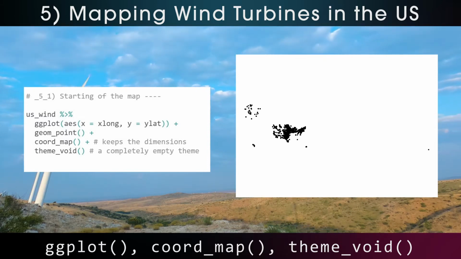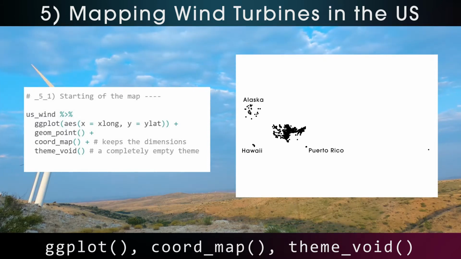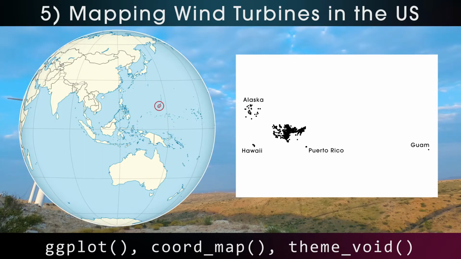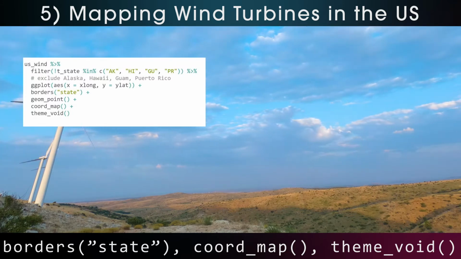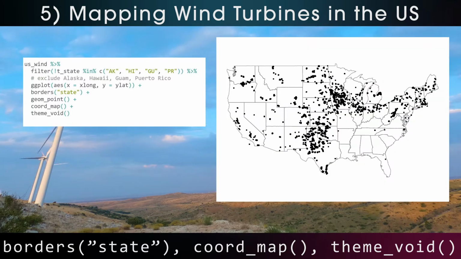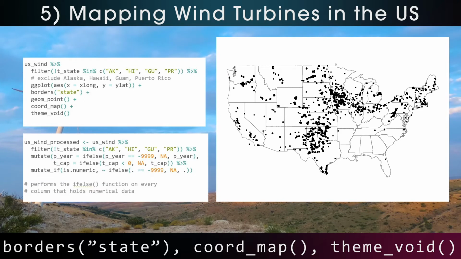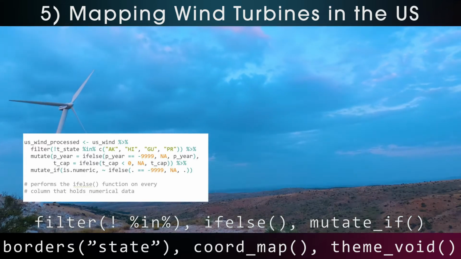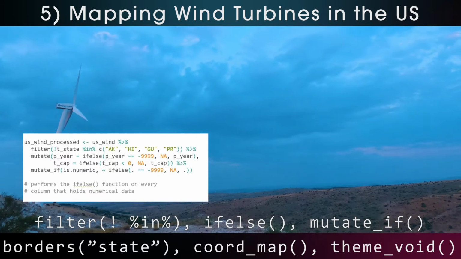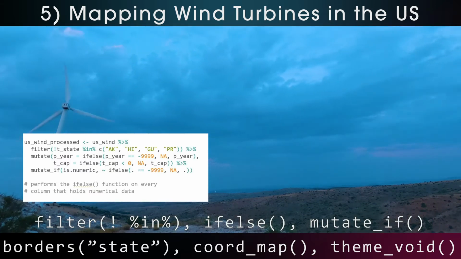You probably noticed Alaska and Hawaii and maybe even Puerto Rico, but did you know that Guam is a territory of the United States? To improve upon the map, we filter out these 4 areas and add state borders. To not repeat this every time we plot the data, we can store it as US wind processed, with some more cleanup operations like if-else, where we can turn -9999 into NA and also turn negative turbine capacities into NA. Mutate if can be used more generally for all numeric columns where we want to turn -9999 into NA with the if-else function.